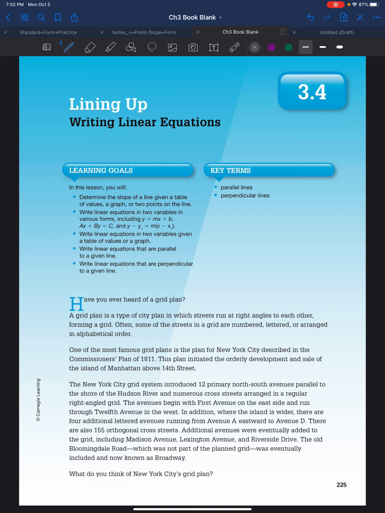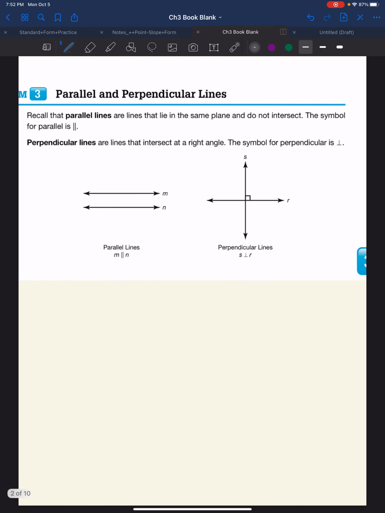So now that we have covered point slope form, we're going to explore a little bit more with using point slope form and writing more linear equations. To start this next section, I kind of want to review with you what parallel lines and perpendicular lines are.